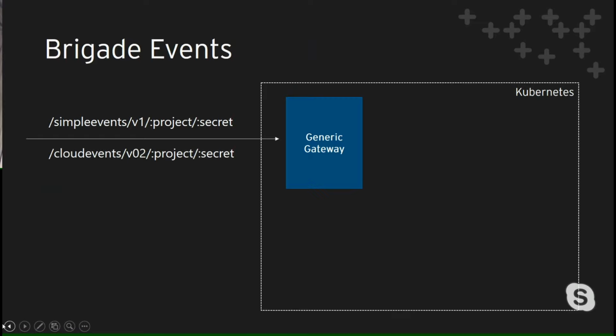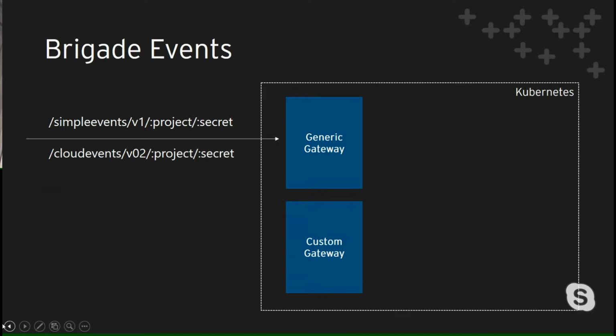The other endpoint is the cloud events endpoint that I talked about before. You can see that the format here says V02. That means that Brigade currently supports version 0.2 of cloud events. But again, they're working on supporting the 1.0 format, and I think that should be there pretty soon.